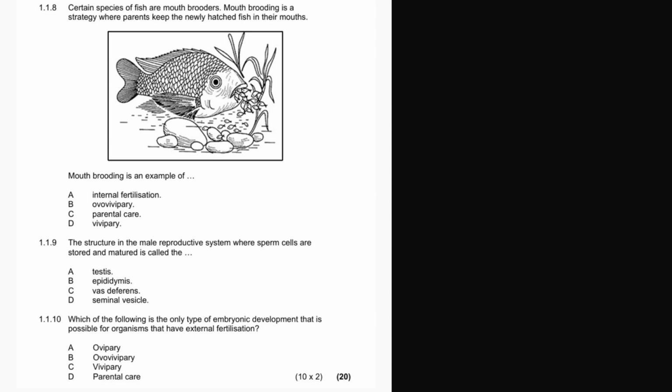So then now they said, certain species of fish are mouth brooders. Mouth brooding is a strategy where the parents keep the newly hatched fish in their mouth, right? Therefore, now the mouth brooding is an example of what? It is an example of what we call parental care. Option C, it is correct. So option C, it is the correct option.